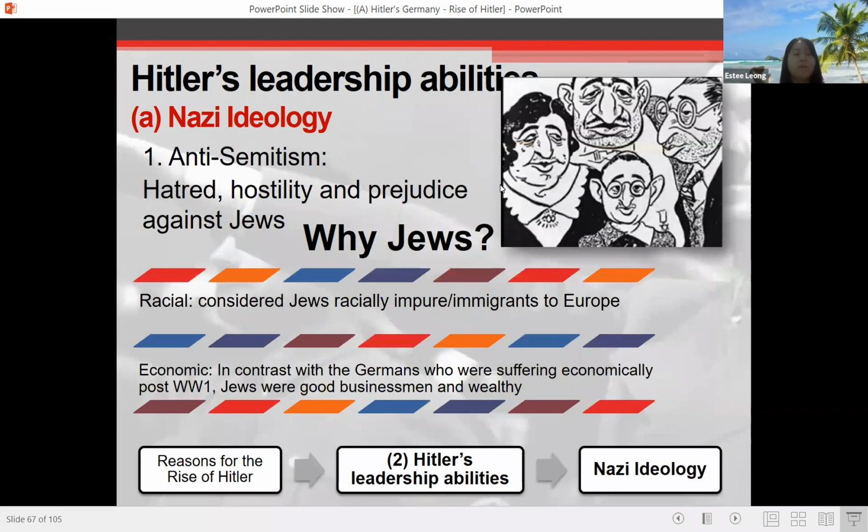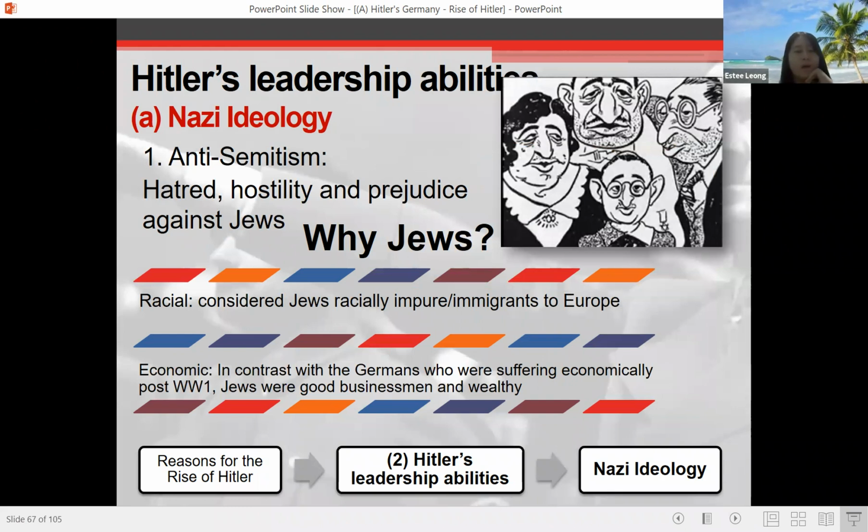All right, so Nazi ideology also included anti-Semitism, which basically means hatred, hostility, prejudice against Jews. It's not just racism. Racism is a very broad category that refers to discrimination against any particular race. Anti-Semitism refers to the discrimination, the ostracism of Jews in particular. And why Jews?